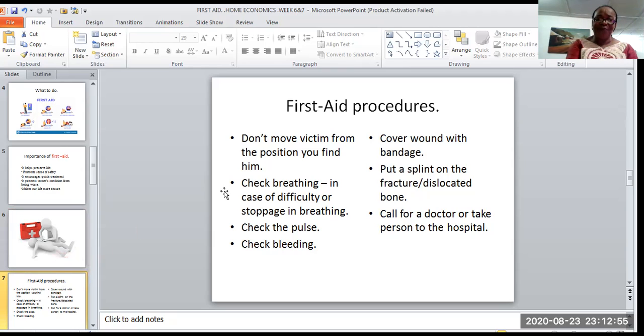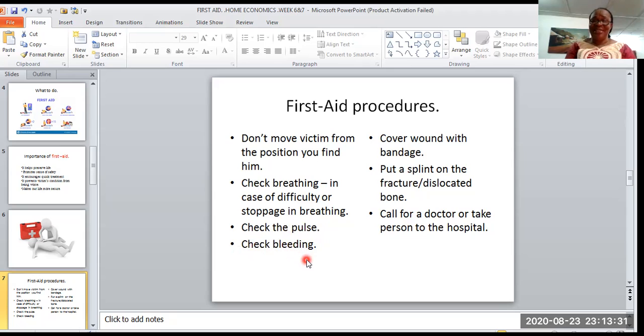One, first and foremost, don't move the victim from the position you find him or her. Moving them will add problems to their situation. Then check breathing in case of difficulty or stoppage in breathing. That's a serious case. You must know if the person is still breathing or not. Check the pulse to ensure the person is still alive.